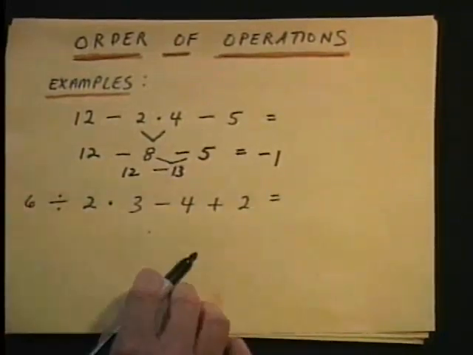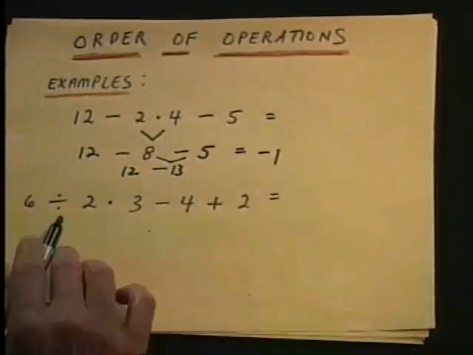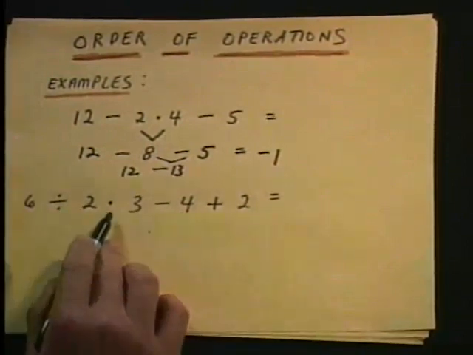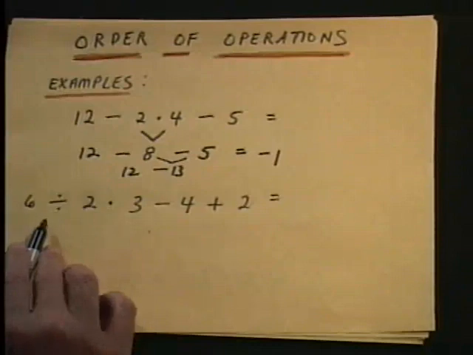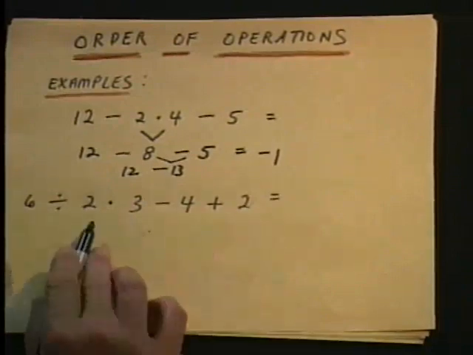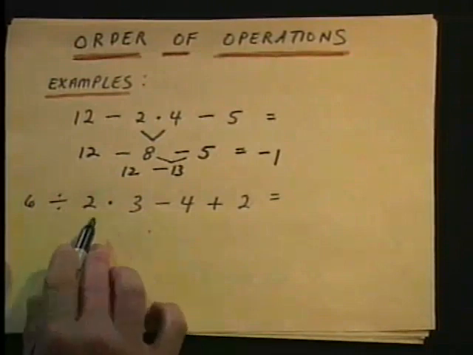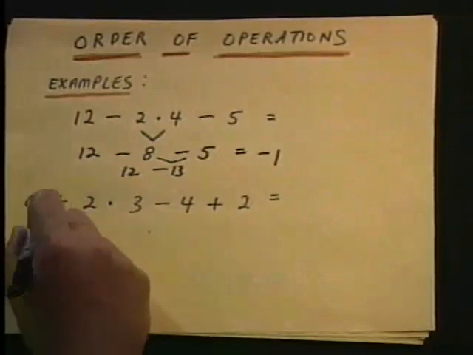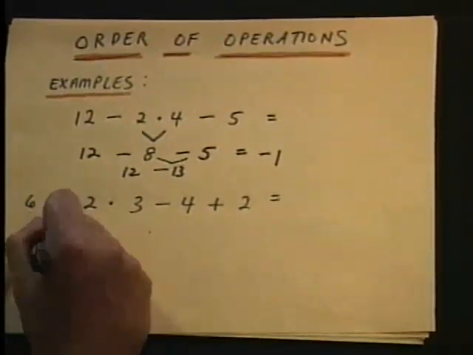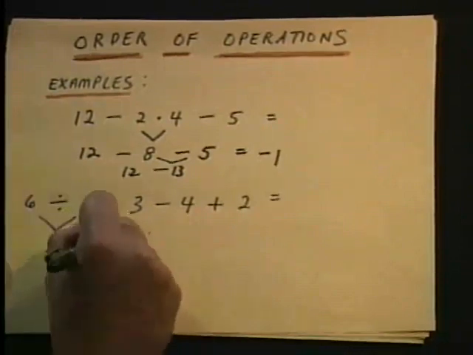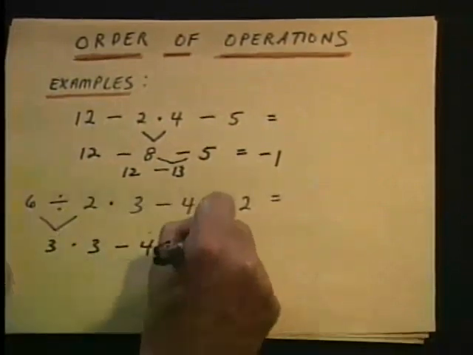All right, next example, going from left to right. Now, do I do division or multiplication first? Left to right. Division and multiplication have that same order. See, if you go doing the wrong one, you are in some deep trouble here. So 6 divided by 2 gives us 3 times 3 minus 4 plus 2.